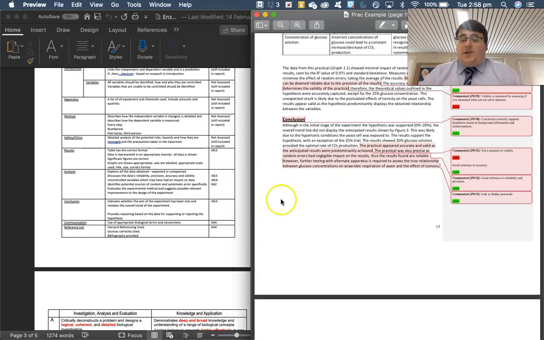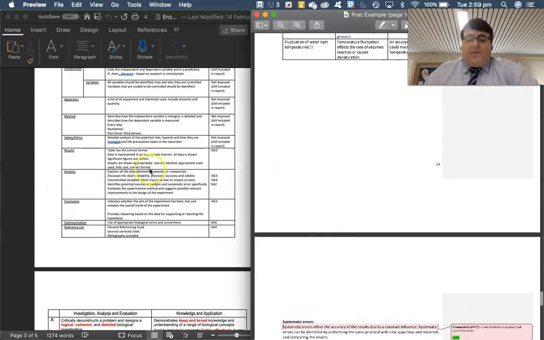Okay, so for example, this student has written at the end of their conclusion that further testing with alternate apparatus is required to assess the true relationship between glucose concentration and the anaerobic respiration of yeast, and the effect of osmosis. So they've indicated their results are just supporting the hypothesis, and this is not the be-all and end-all, and this is not the definite solution. Okay, they've indicated that there is further research to be done and given an idea of where that is to go. We then move on to our evaluation.